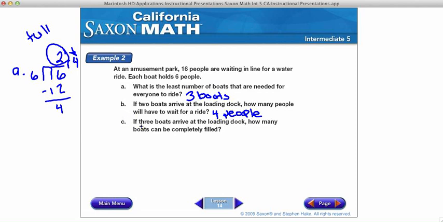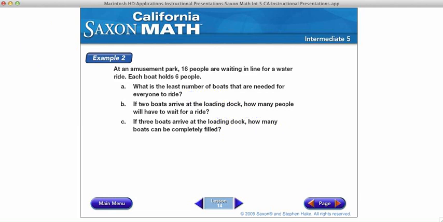Okay, and if 3 boats arrive at the loading dock, how many boats can be completely filled? Again, with the same problem, we've already answered it. 2 boats will be completely full. 1 boat will have space for 2 more people in it. Okay, so with this one division problem, I was able to solve A, B, and C by taking different parts of the answer. Okay, let's look at example 3.